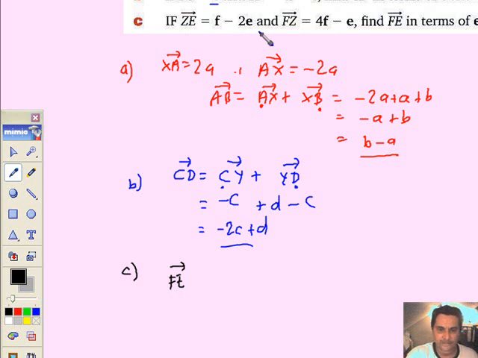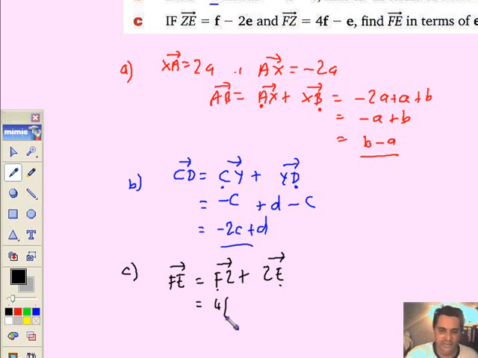So let's have a look. I've got to have FZ first. I'm starting with a point called F somewhere on my diagram. So I want FZ followed by, well, I want to end with E, don't I? Plus ZE. Do you see that? So I'm starting with F, finishing with E. So now we just substitute the actual vectors.